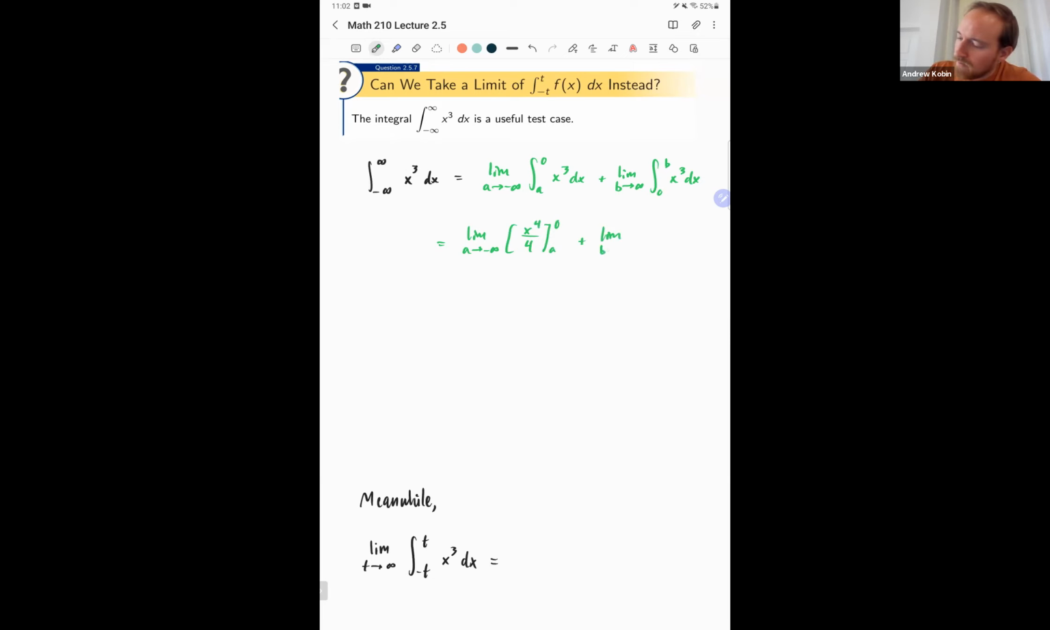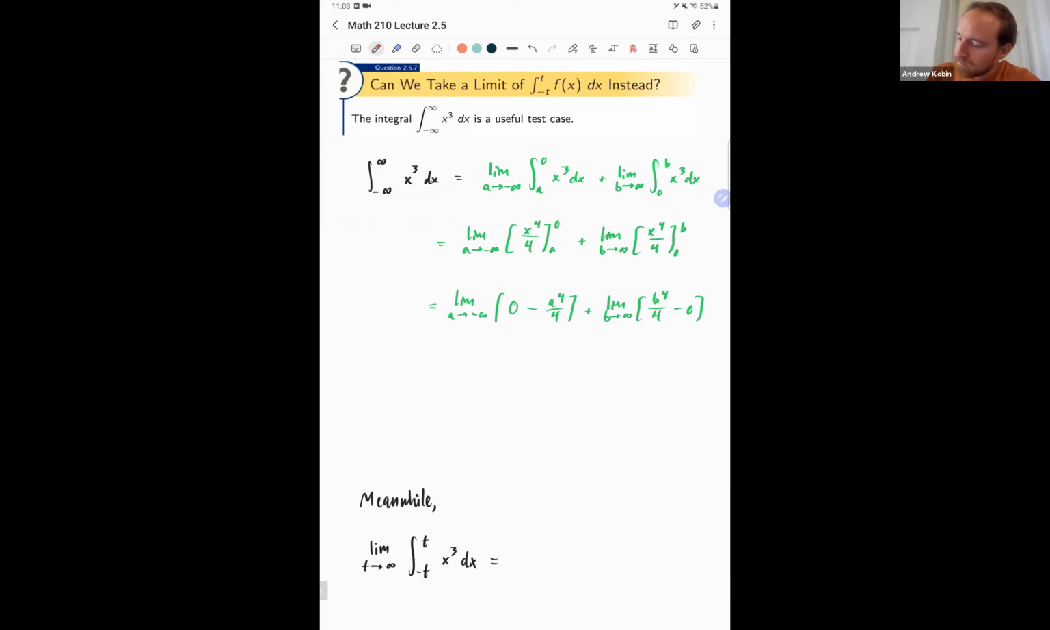And likewise, same expression, x to the 4th over 4, evaluated now from 0 up to b. These are two separate limits. Moving a little faster here, just to get to the punchline. If I plug in 0, I'll get 0. If I plug in a, I'll get a to the 4th over 4. Something similar happens here. If I plug in b, I'll get b to the 4th over 4 minus 0.